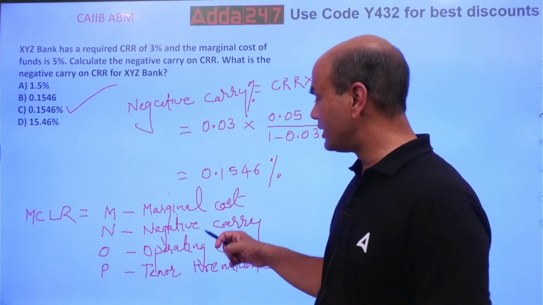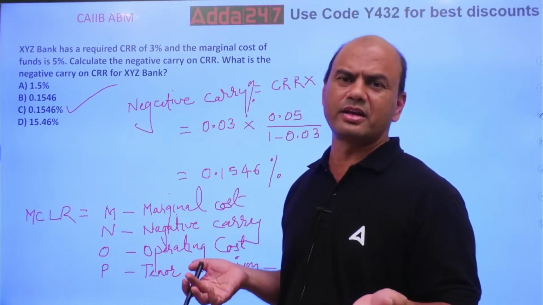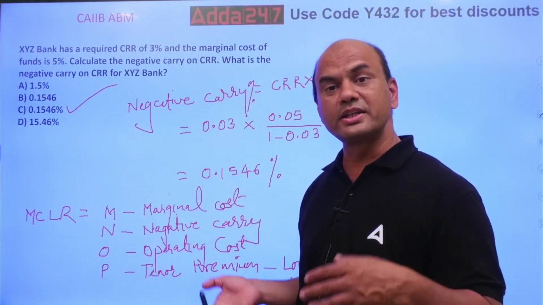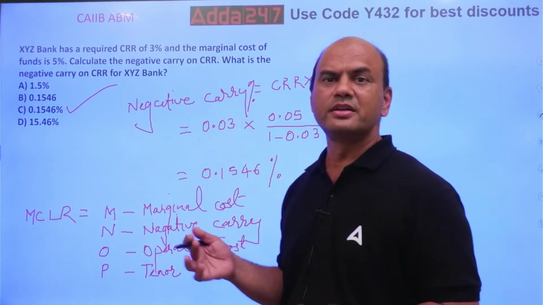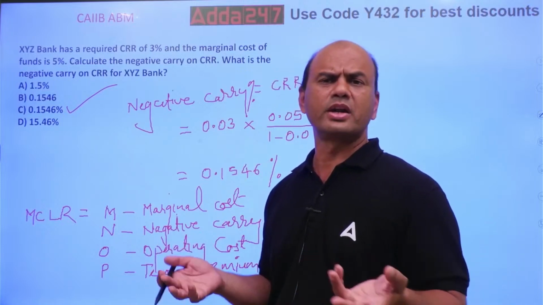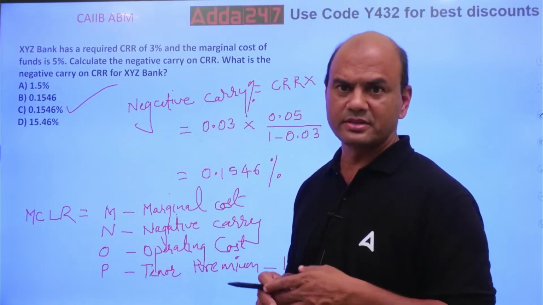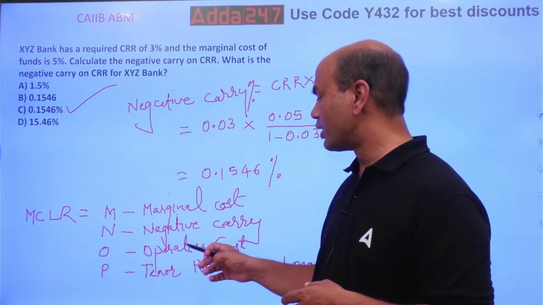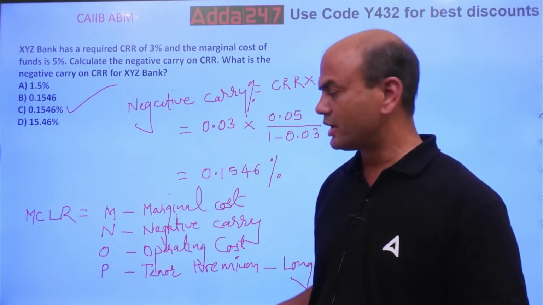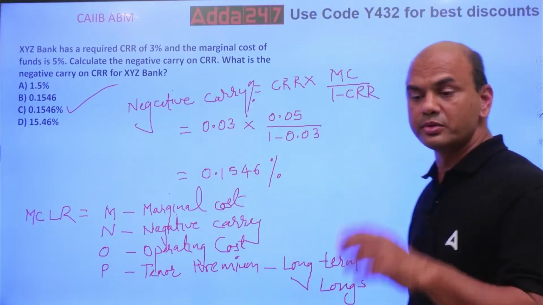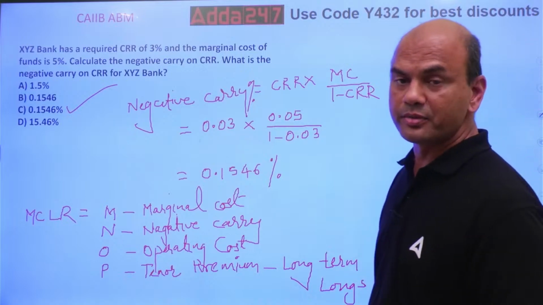Then negative carry. Negative carry is always on CRR, because on CRR I don't get any interest. So that's called negative carry. Just wasting my money, to be frank. It's not wasting, after all it's kept in RBI. But you don't get any interest. So from the business perspective, zero interest. So that is negative carry. Operating cost means all your salaries, electricity bills, day-to-day working. Tenor premium is always for longer term loans. Always remember, long-term loans, whenever you give long-term loans of 10 years and above.